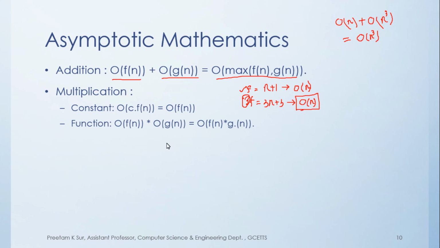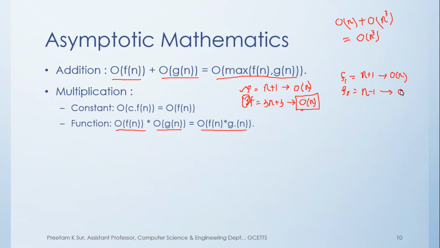Now if two functions are multiplied, like order of f(n) multiplied by order of g(n), then the resultant function will be order of f(n) into g(n). What does it mean? Suppose you have one function f1, which is defined by n plus 1. It means this is order of n. Now suppose you have another function f2, defined by n minus 1. This is again order of n.